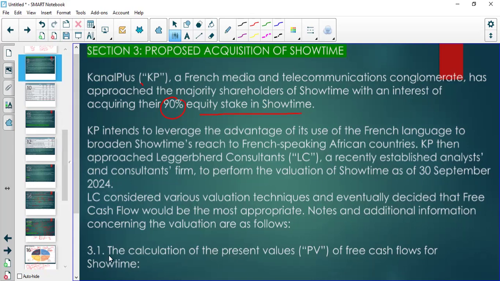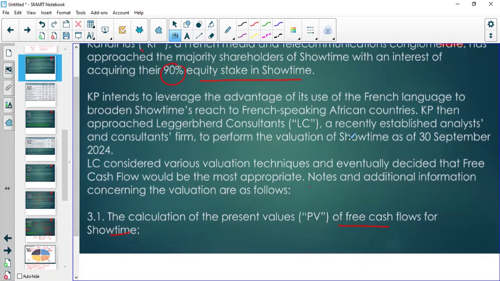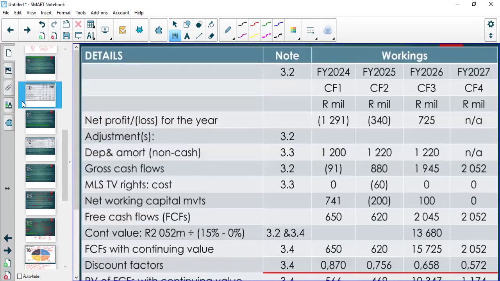Right. Then the calculation here was done using the free cash flows. Let me see. Right, so LC considered various valuation techniques and eventually decided that the free cash flow would be the most appropriate. Then this is calculation of present value or the market value using free cash flows. All right, so you really need to know the principles of free cash flow valuation for you to be able to critically evaluate what someone is doing.